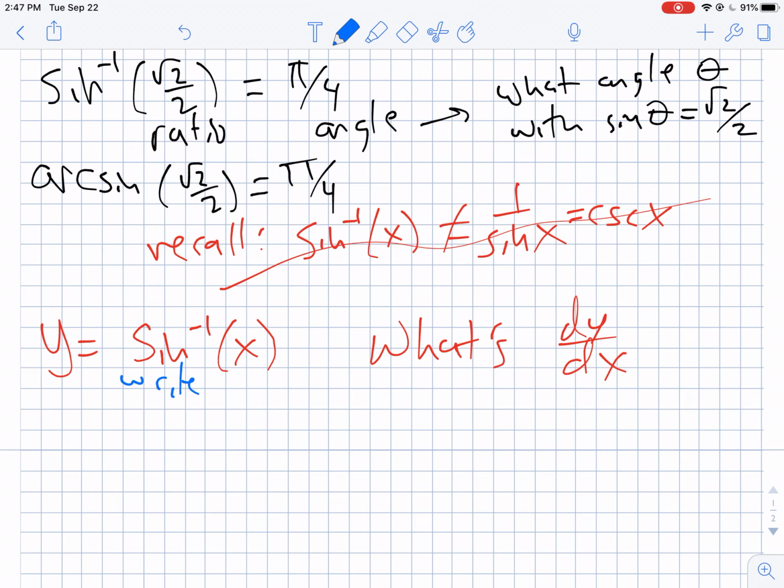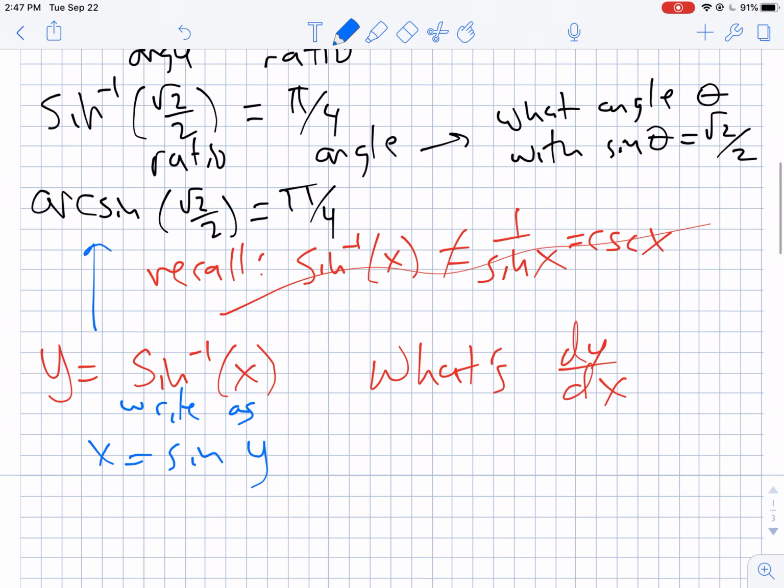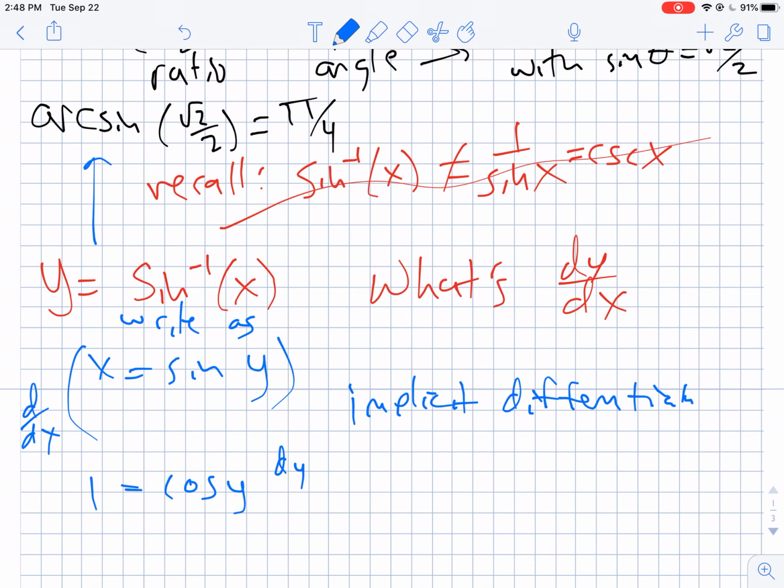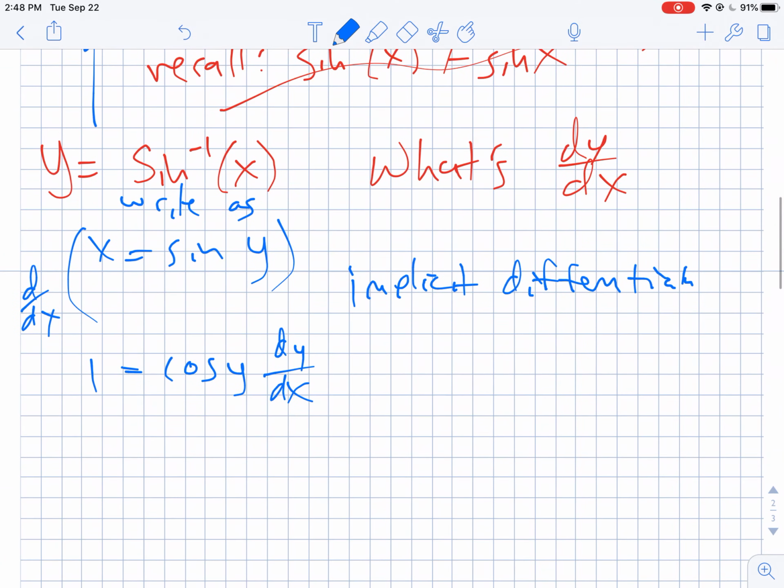I'm going to write this as x equals sine of y. Because that's what it means, right? If y is the inverse sine of x, then the sine of y is equal to x. That's the same relationship that we did up here. Okay, so if x equals sine y, now let's try implicit differentiation. I'll take the derivative of both sides. So I'm going to get 1 equals cosine of y times dy dx. So then furthermore, I will get dy dx equals 1 divided by cosine of y.